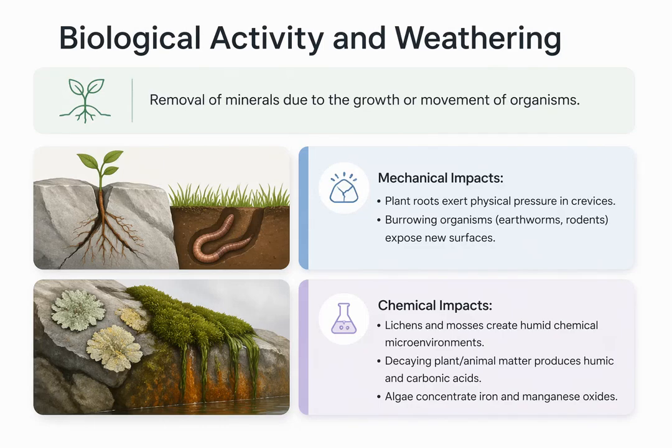Finally, we cannot ignore the biosphere's role. Biological weathering involves both mechanical and chemical breakdown by living organisms. Mechanically, tree roots wedge into crevices to pry rocks apart, while burrowing animals like rodents and earthworms constantly churn the soil, exposing new rock surfaces to the elements. Chemically, lichens and mosses secrete acids to extract nutrients from bare rock, and decaying organic matter produces humic acids that further dissolve minerals. This biological activity perfectly sets the stage for the next phase of geomorphic movement.